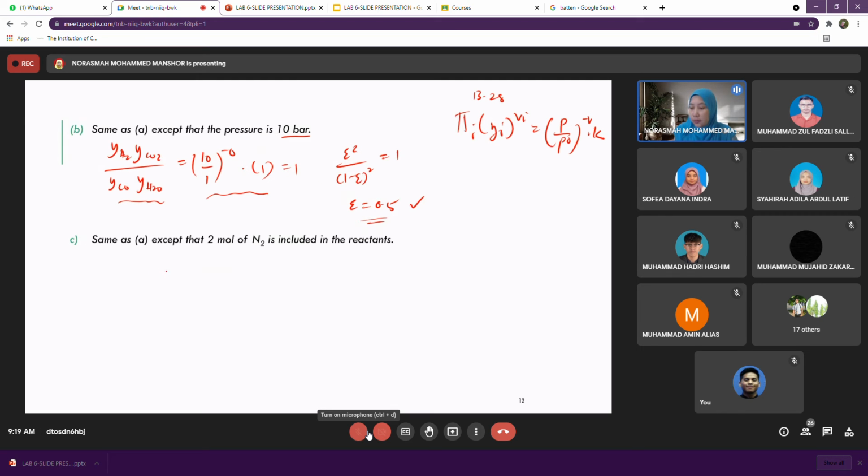Okay, now question C. Same as A, except the initial mole now has 2 moles of N2 added. So earlier, n_i0, you had 1 mole CO, 1 mole H2O, and then add this N2, 2 moles. Okay, so the total initial mole.